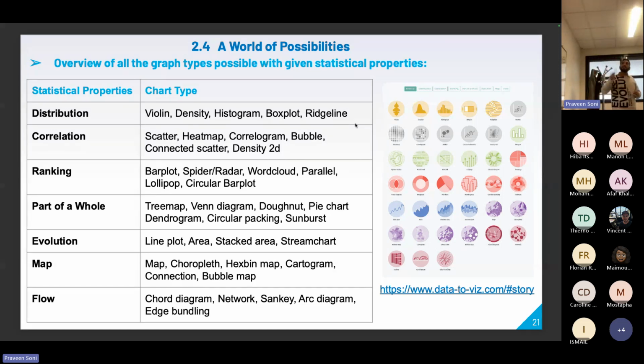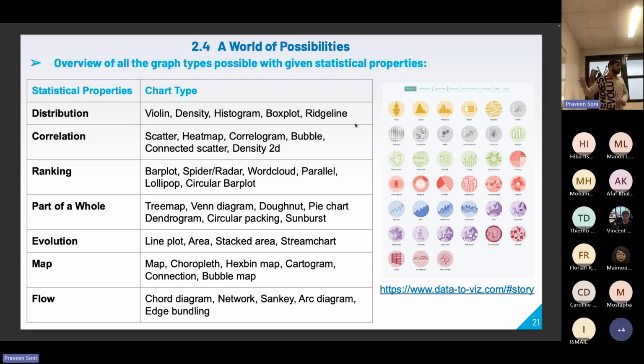So on the basis of that, if I have some distribution, especially in the case of a scatter plot, we use the violin, density, histogram, box plot. But here you will see when I say violin and box plot, it is not possible. There is no distribution, we are just creating it. On the basis of statistical properties, it will not be possible. Then the correlation, when we are making a relation between the x-axis and y-axis, two attributes, then scatter plot, heat map, bubble chart, connected scatter plot, and density. Again for ranking, part of whole, evolution.